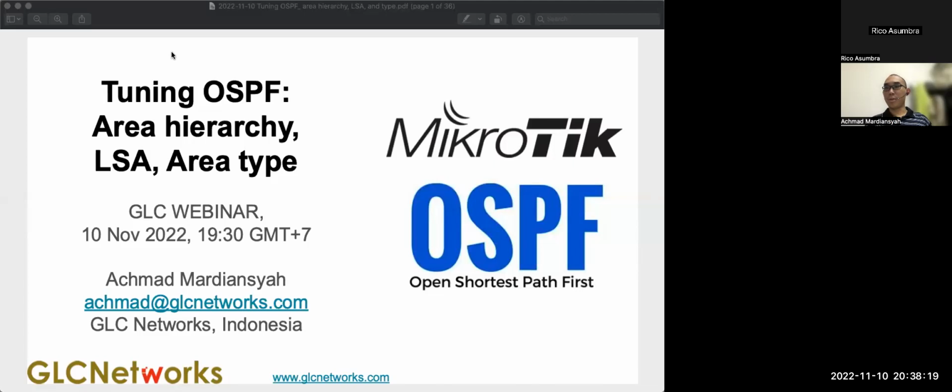So today we'll be talking about what topic here. This month is OSPF month, where we are discussing topics related to OSPF. Today we'll be talking about areas: the hierarchy, the LSA, and then area type. Okay, so let's get started.